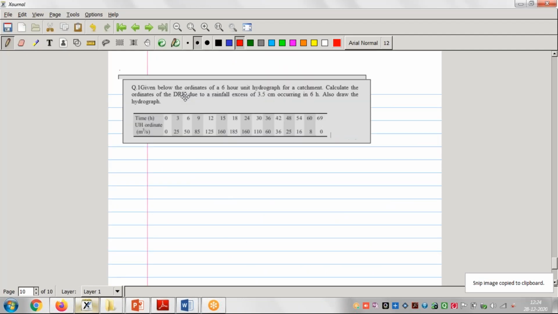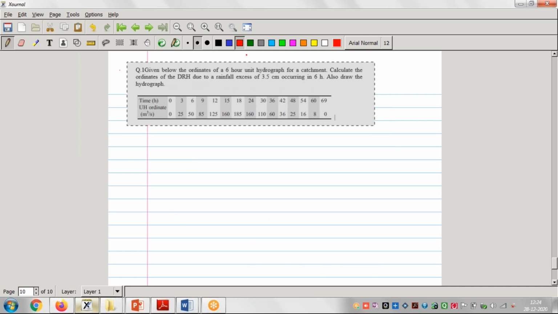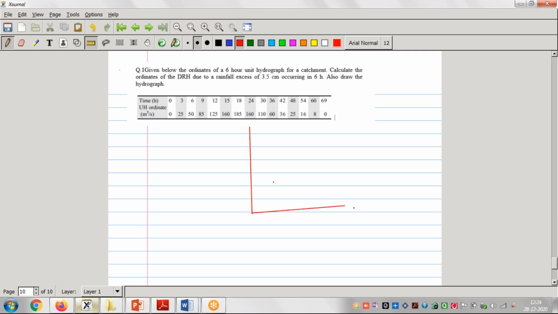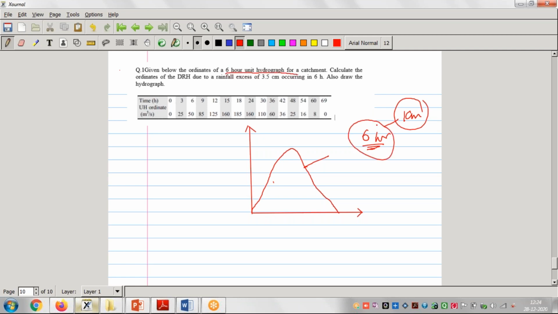See, this ordinate is what? Whatever the graph we have drawn here, we drew this graph, right? This graph is because 6 hours of continuous rainfall occurred, and the depth of rainfall was 1 centimeter. That's it. That is the meaning. 6-hour unit hydrograph means what? This is actually 6 hours of continuous rainfall.